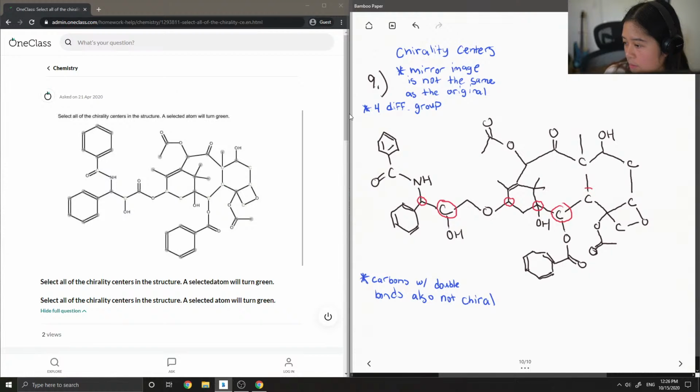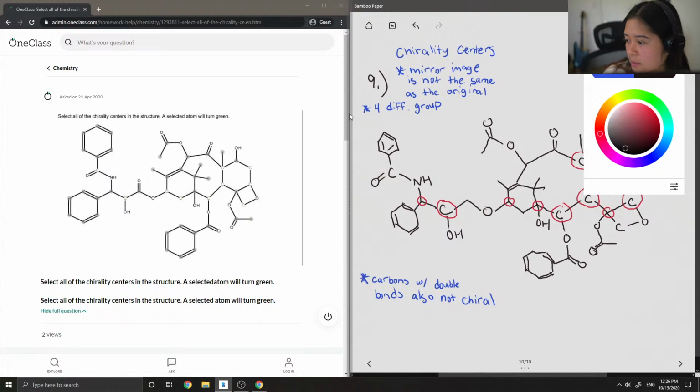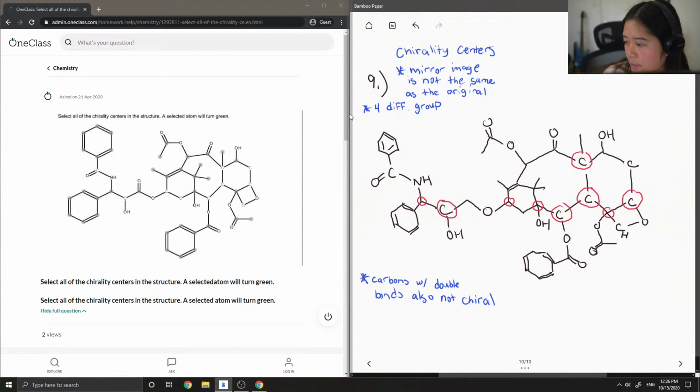Okay, so this one has different groups. Same with that. And then also this one in the middle. So this one has 2 hydrogens that you just can't see, so I'm just going to write that in. This should be CH2. So that one is not.